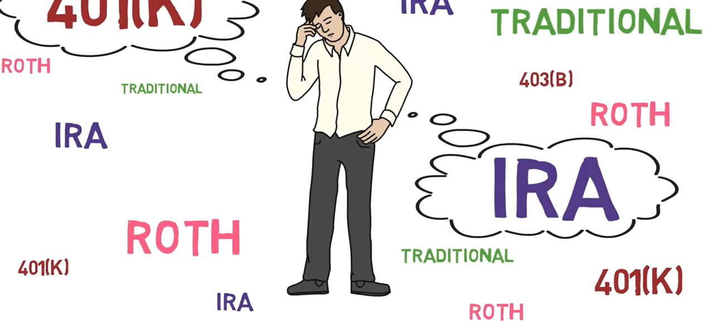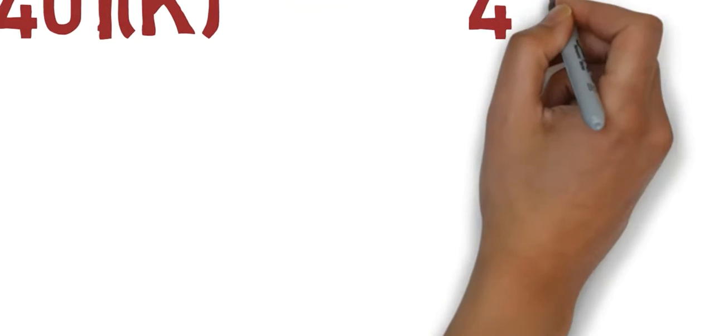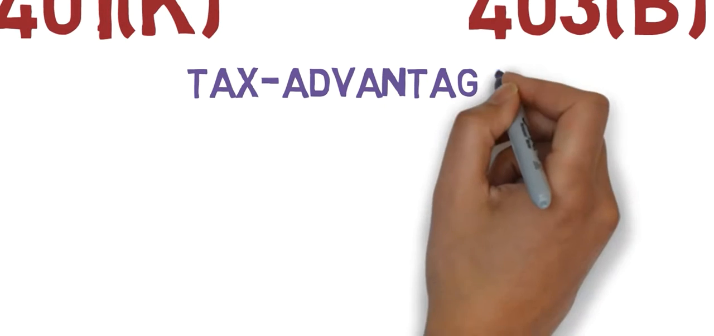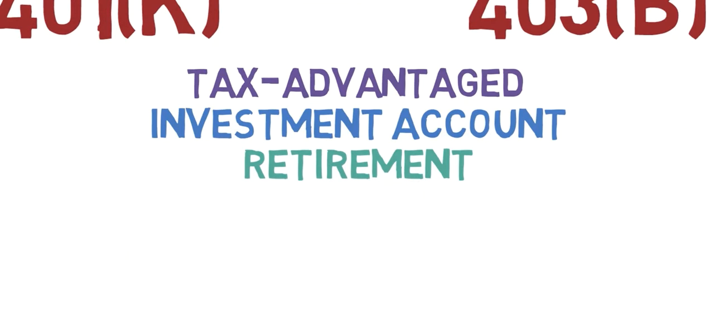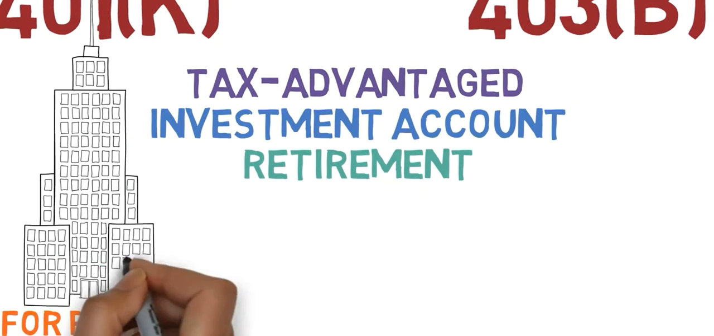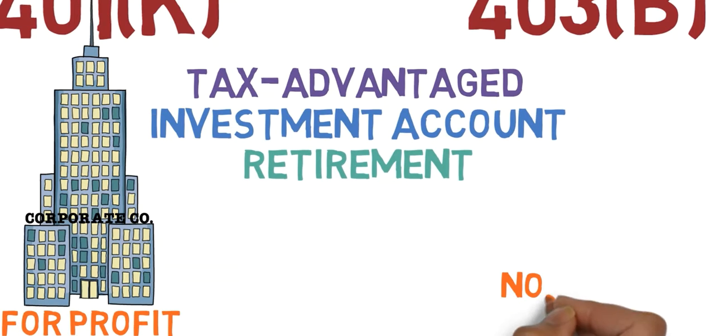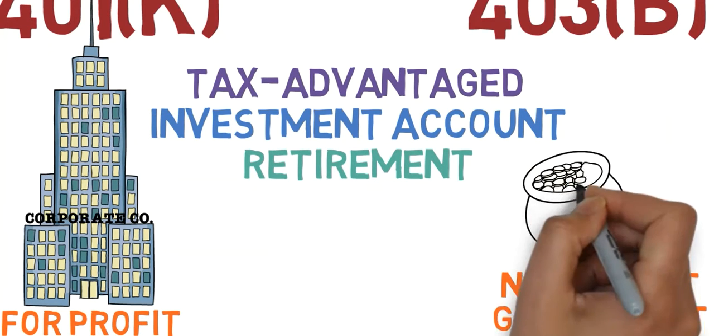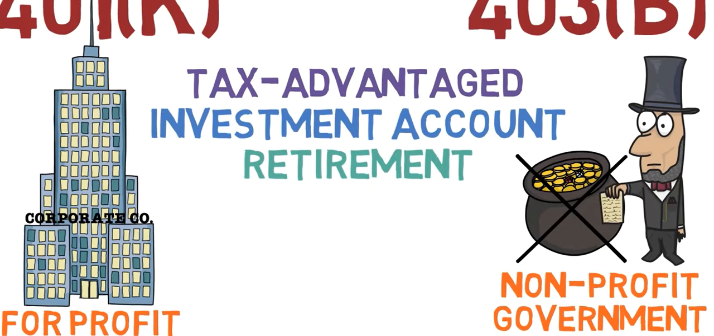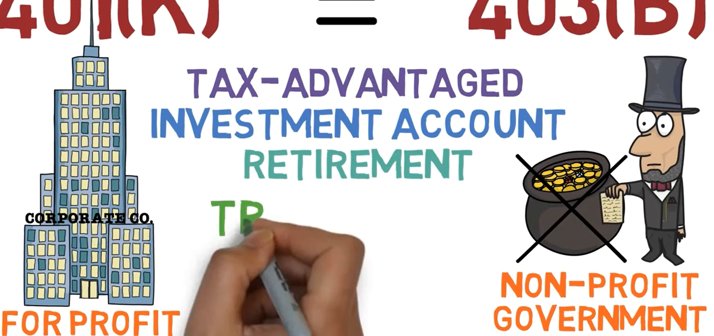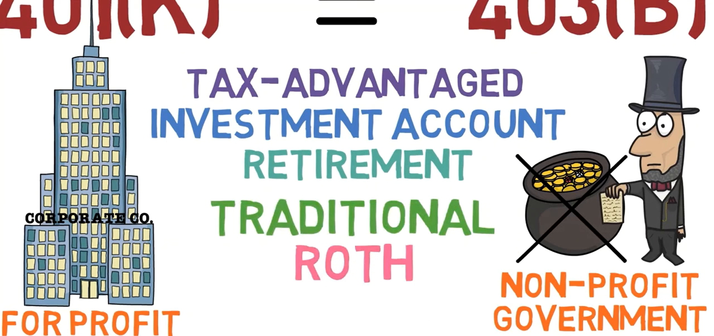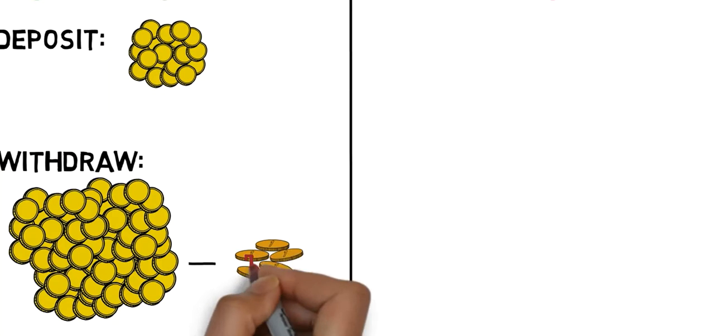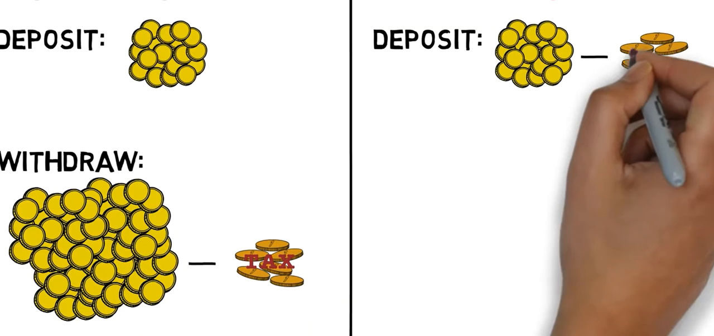Let's start with the most basic, 401ks and 403bs. These are tax advantage investment accounts designed for retirement and offered by either a for-profit employer, in the case of a 401k, or a nonprofit or government employer, in the case of a 403b. In either case, both accounts are virtually identical and come in 2 forms, traditional or Roth. So what's the difference? Well, with a traditional 401k, the money you put in is pre-tax and then only taxed when withdrawn at retirement, while with a Roth 401k, it's the opposite.